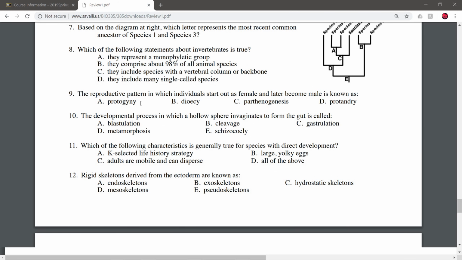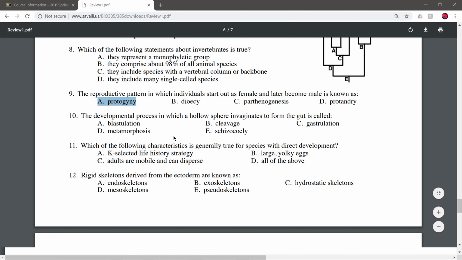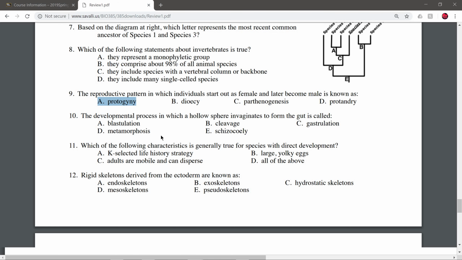All right. 9. The reproductive pattern in which individuals start out as female and later become male is known as... I'm going to say A. Protogyny, correct.